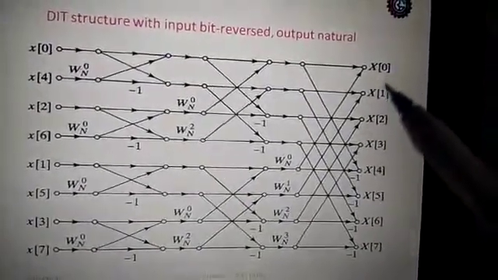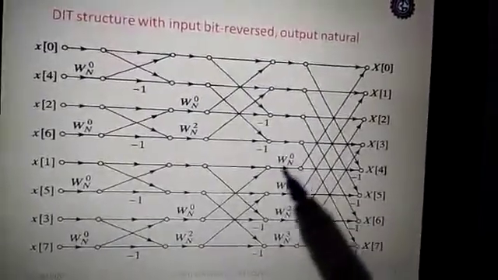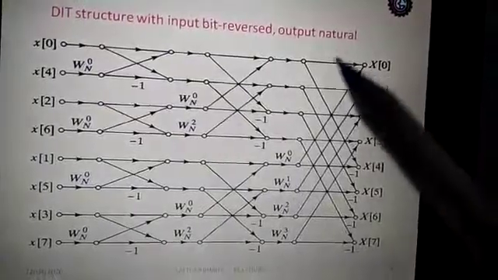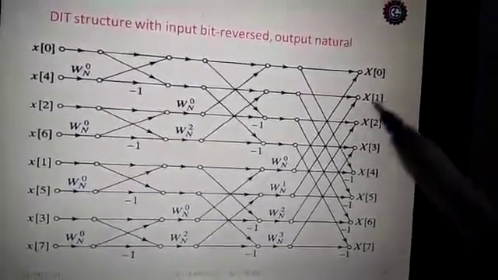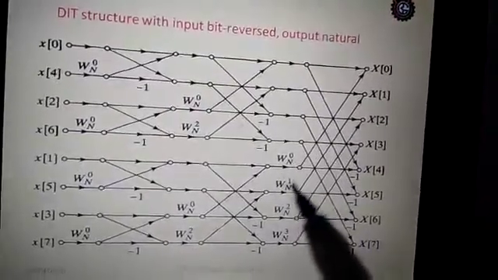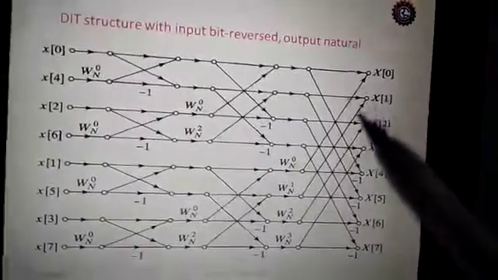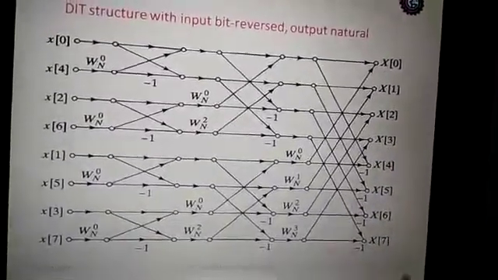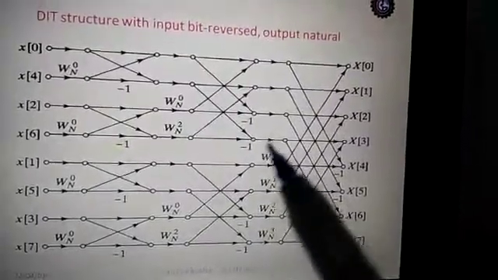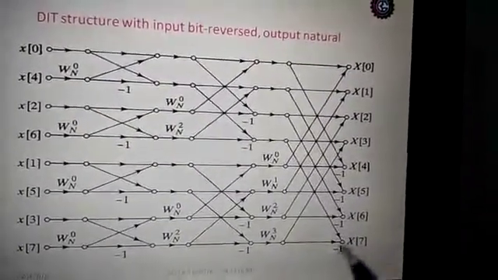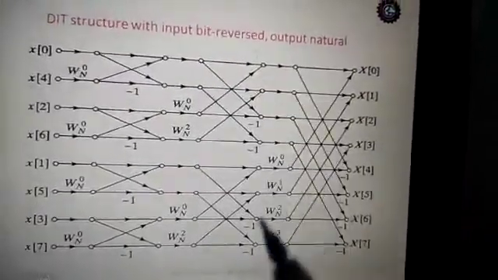This capital X of 0 is the final DFT, and it is equal to this omega n 0 into this output plus this output. Similarly, X of 1 is equal to this omega n 1 into this output plus this output. Similarly, you can calculate this one. For example, this X of 7 is this output here minus omega n 3 into this output. You can mark the output here.